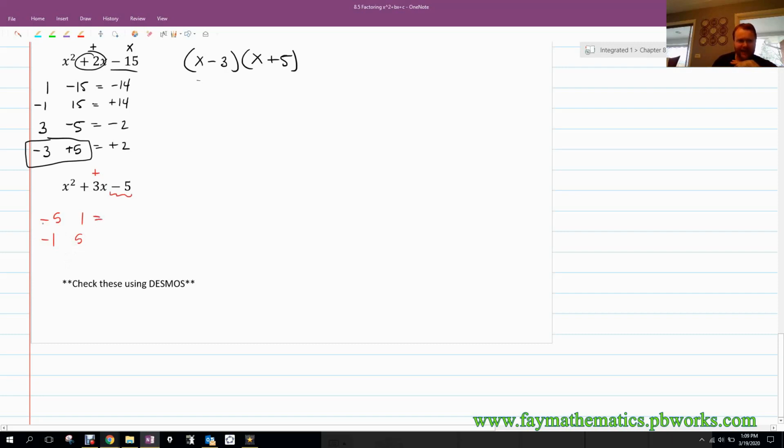Well, if I add these together, negative 5 and 1 gives me negative 4. Negative 1 plus 5 gives me positive 4. None of my factors are going to give me that number right there. Okay? So what we do is we write that this is prime.